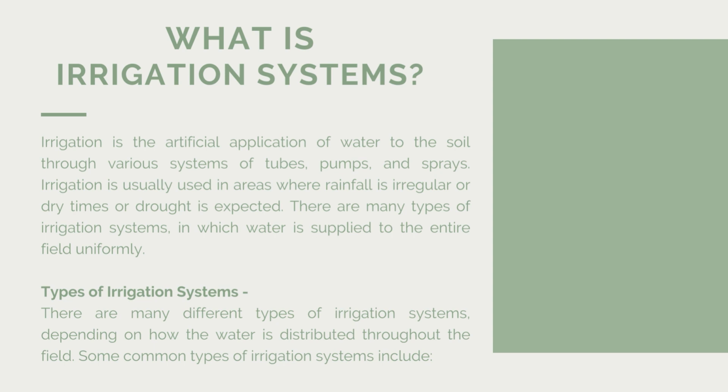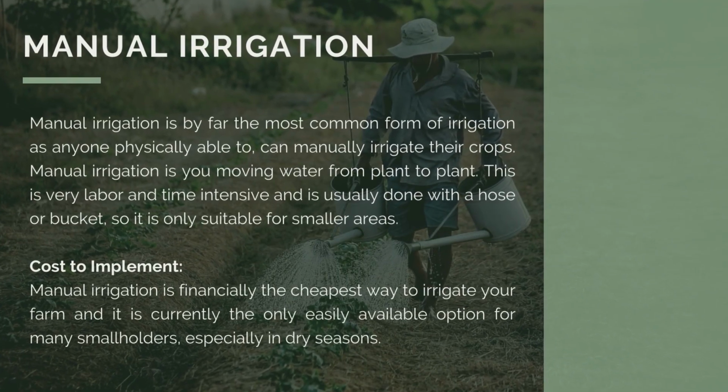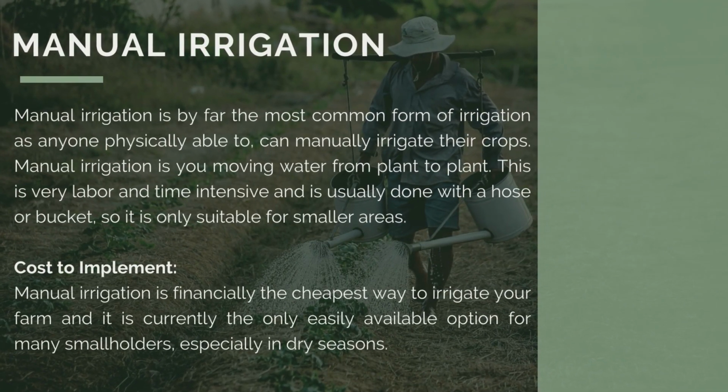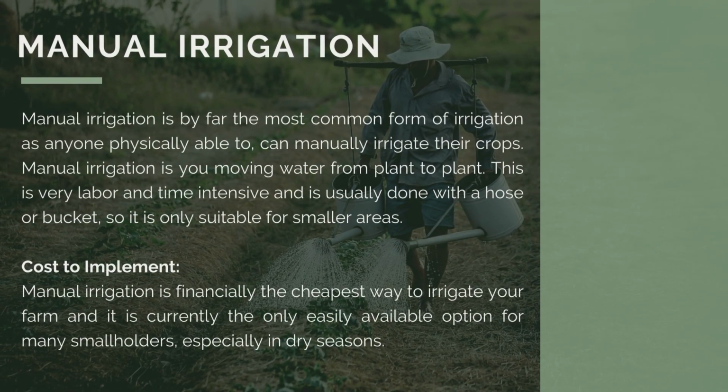Some common types of irrigation systems include manual irrigation, which is by far the most common form of irrigation, as anyone physically able can manually irrigate their crops. Manual irrigation is moving water from plant to plant. This is very labor and time intensive, and it is usually done with a hose or bucket, so it is only suitable for smaller areas. Manual irrigation is financially the cheapest way to irrigate your farm, and it is currently the only easily available option for many smallholders, especially in dry seasons.